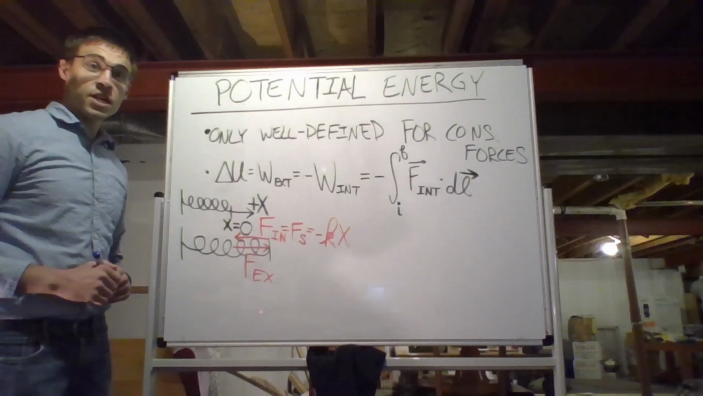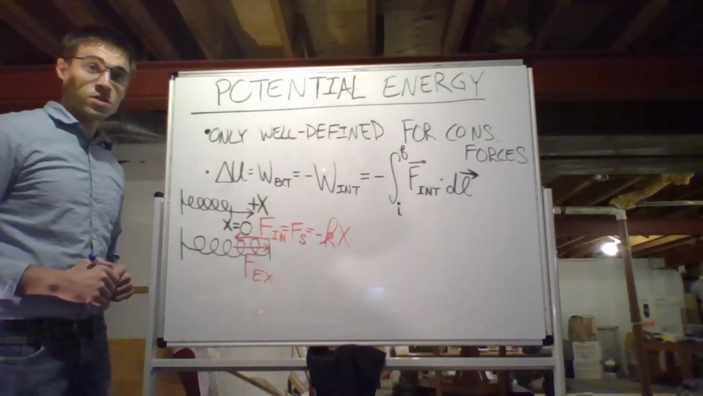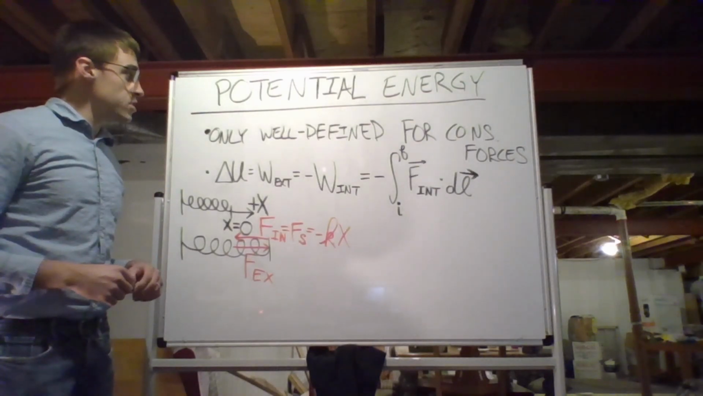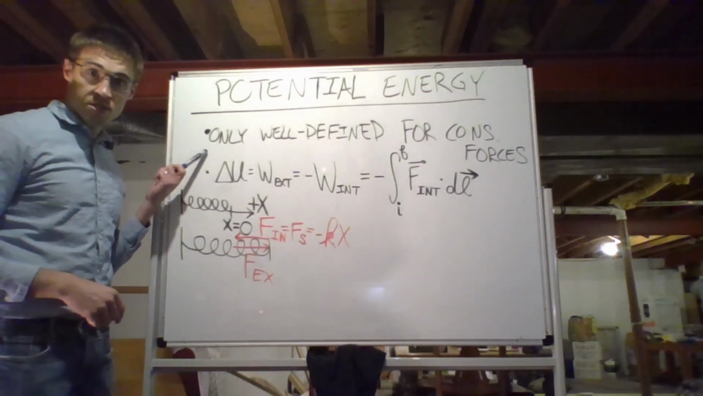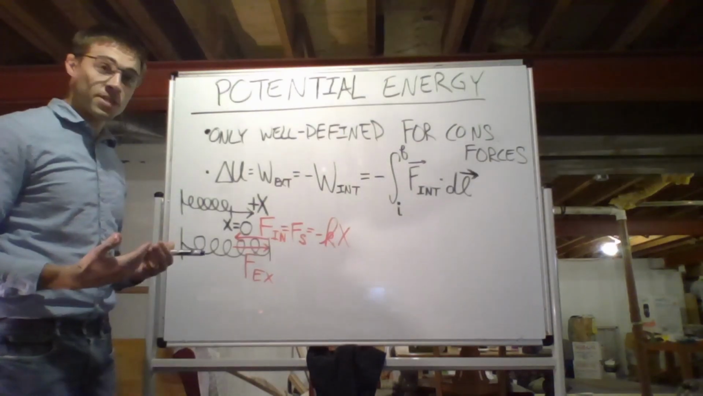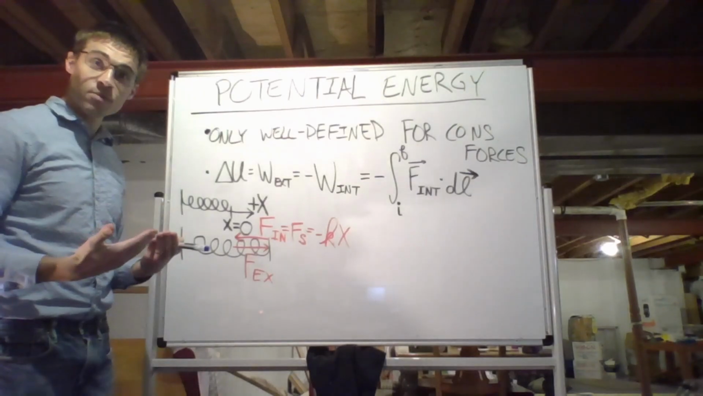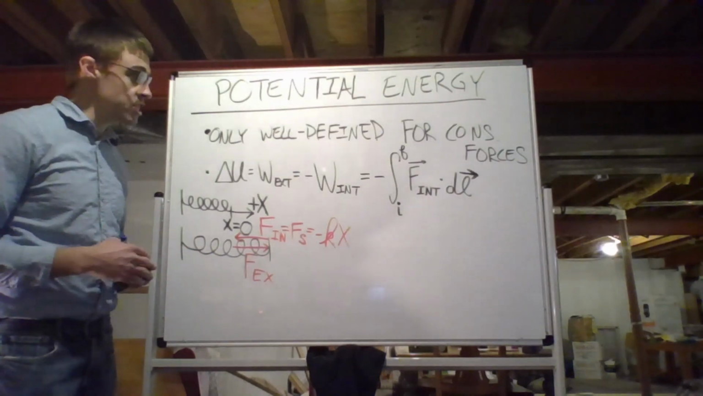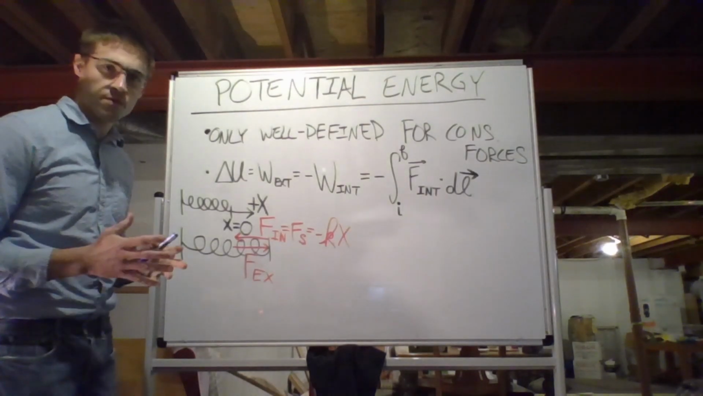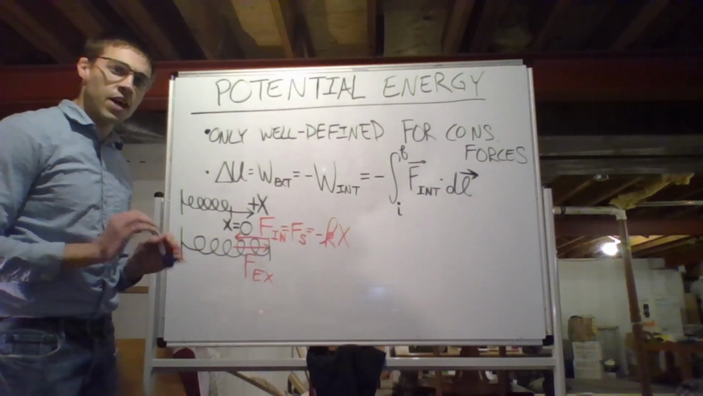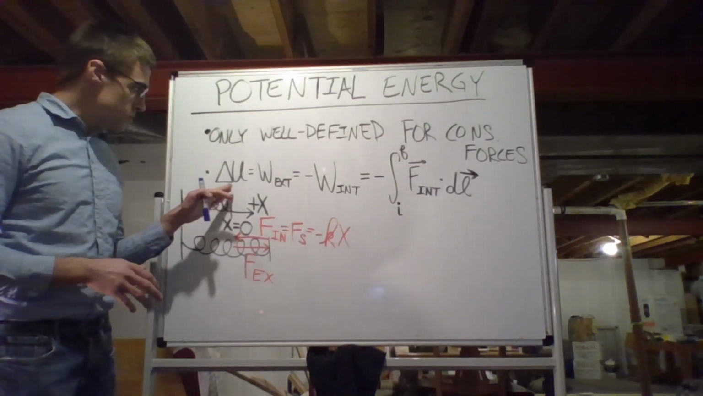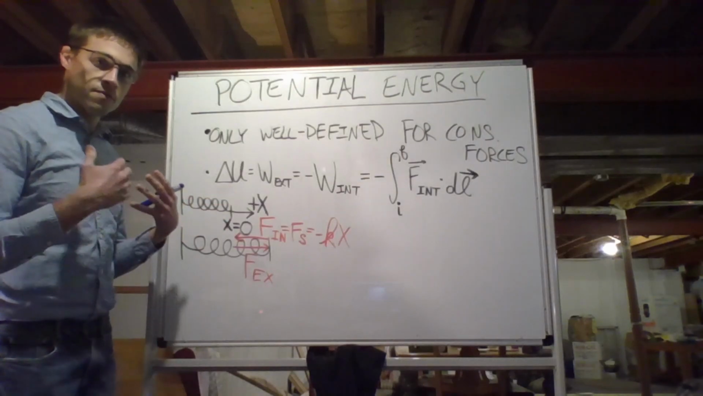Now that we've defined conservative and non-conservative forces, we can talk a bit more about potential energy. So first of all, potential energy is only well defined for conservative forces. So that means you'll see things like gravitational potential energy, you'll see things like elastic potential energy or spring potential energy, but you won't ever see anything like the potential energy due to friction forces or air resistance. That is not a well-defined quantity. So only use potential energy in the case of conservative forces.